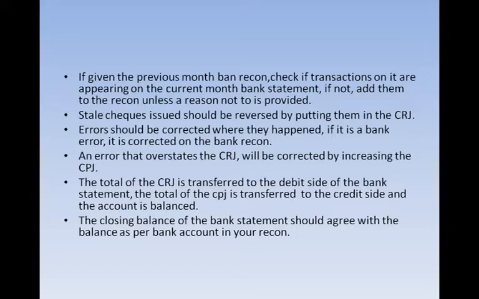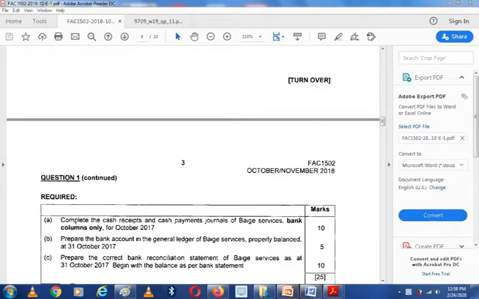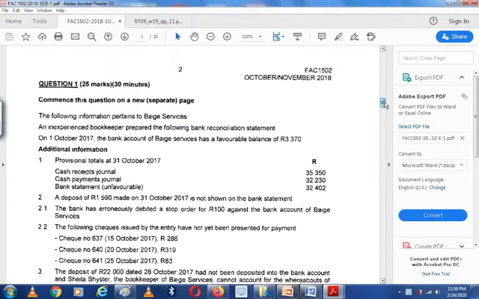And we are now going to be tackling a question on bank record. The question that we have here reads: complete the cash receipts and cash payments journal of Beige Limited, bank columns only. Prepare the bank account in the general ledger of Beige Services properly balanced, and prepare the correct bank record statement of Beige Limited. So those are the statements that we need to do. We need to do the cash receipts, cash payments, and the bank account as well as the bank record.